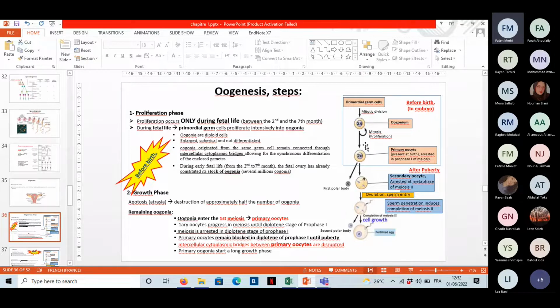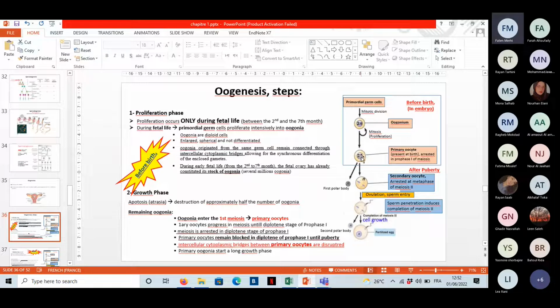Some of them during the growth phase, half of the oogonia will die, the other half will enter the meiosis. They will be called primary oocytes. Those primary oocytes will enter the meiosis and will be arrested at the diplotene of meiosis 1. The cytoplasmic bridges between those primary oocytes will be disrupted, and they will enter a growth phase.